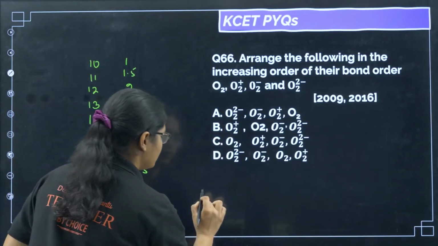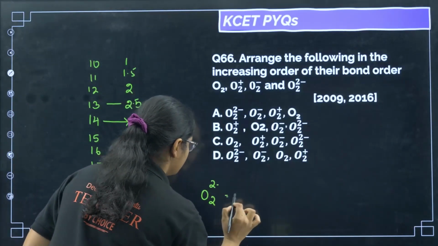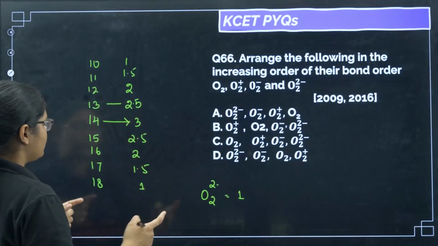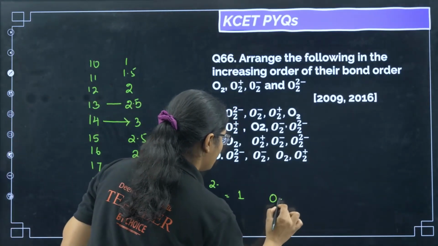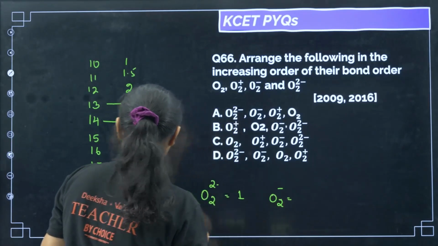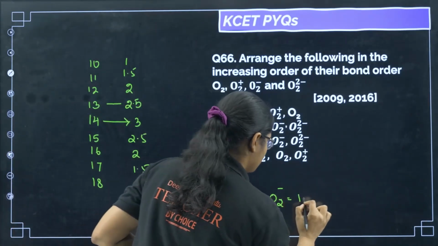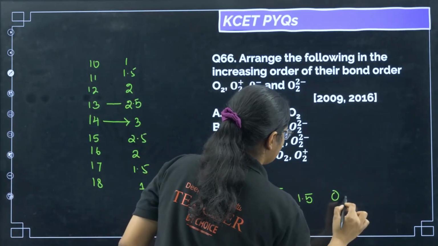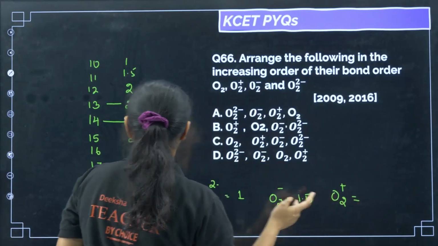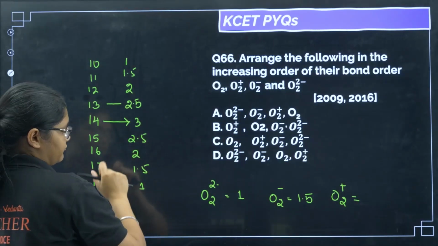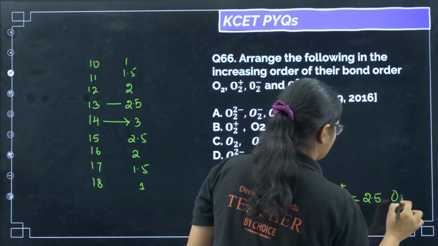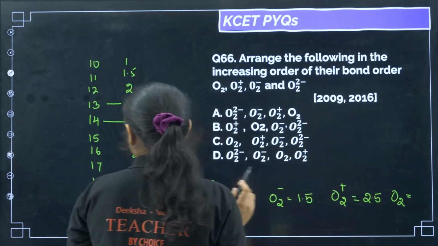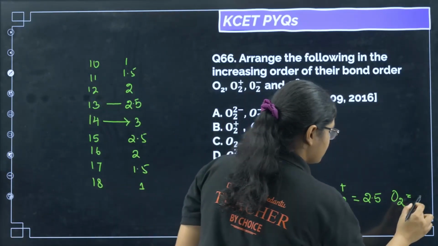So this one, O2 2 minus, will be 1. Okay, next O2 minus: 8 plus 8 is 16, plus 1 is 17, so that is O2 minus, equal to how much? 1.5. Okay, next O2 plus: 16 and then minus 1 is 15, so that is 2.5. Okay, and we have O2: 8 plus 8 is 16, and that is 2.